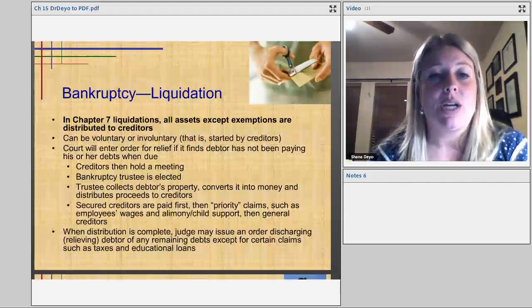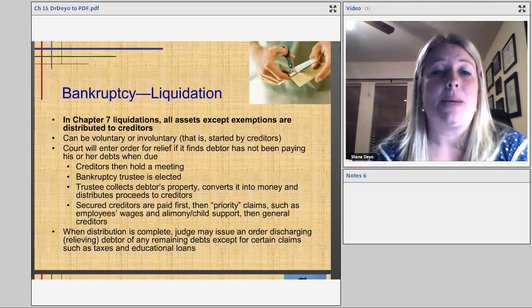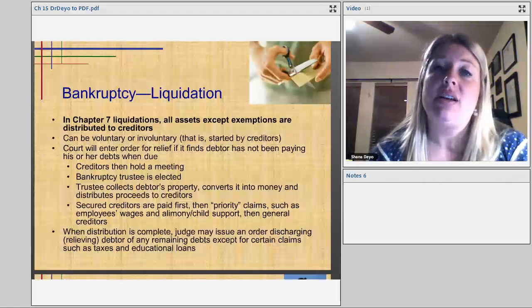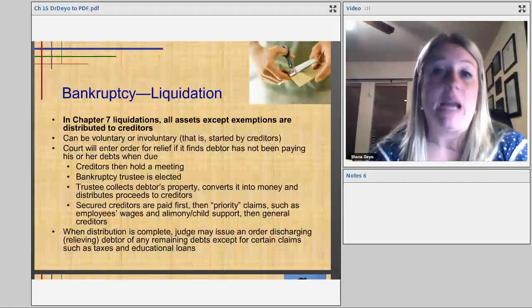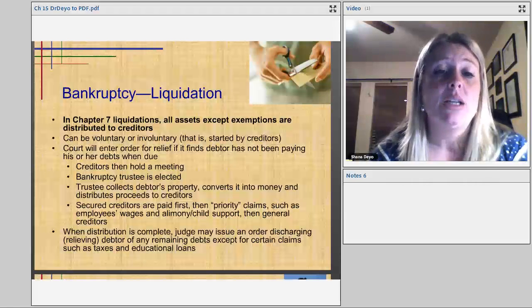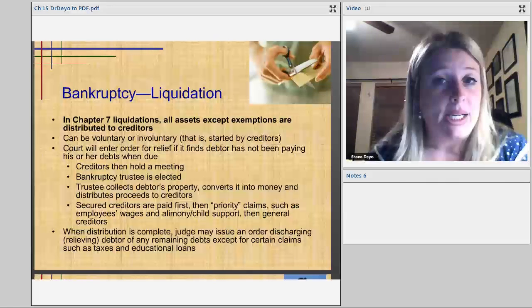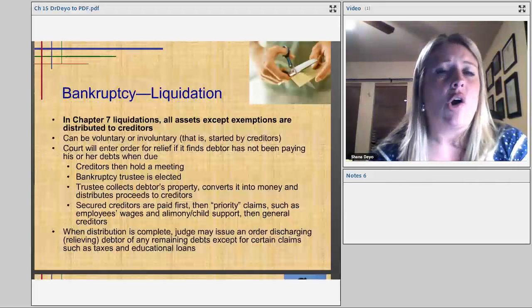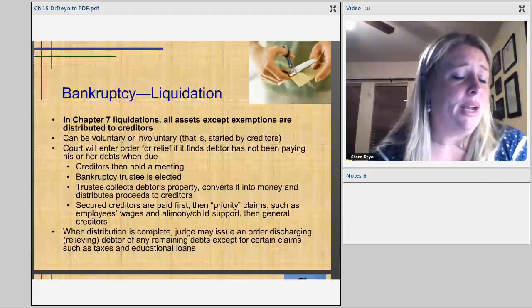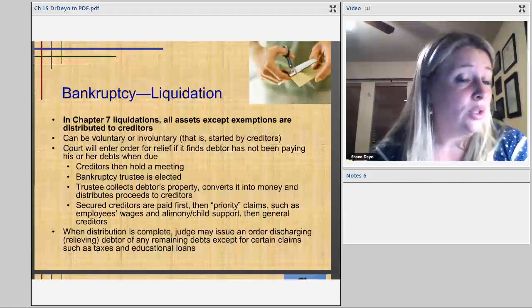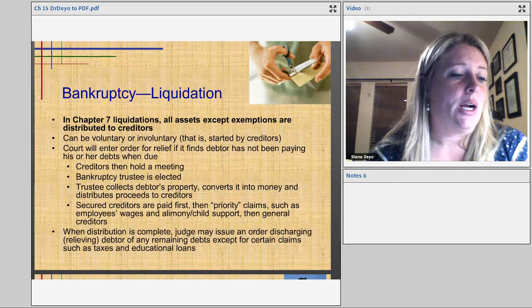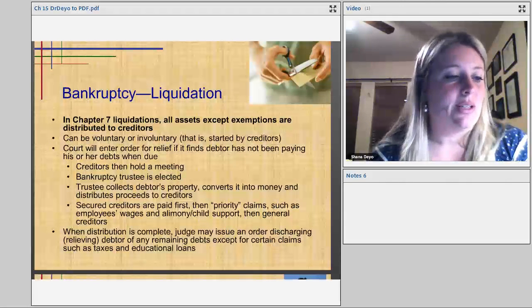In Chapter 7 liquidations, all assets except exemptions are distributed to creditors. So basically, the trustee of the court takes the property, tries to sell it and make money on it, and then pays those creditors off. There are several things that usually are exemptions. In a bankruptcy, a couple could keep 1 car, they can keep their home as long as they're not in default on the home, and some personal property items, some life insurance, and some necessities.